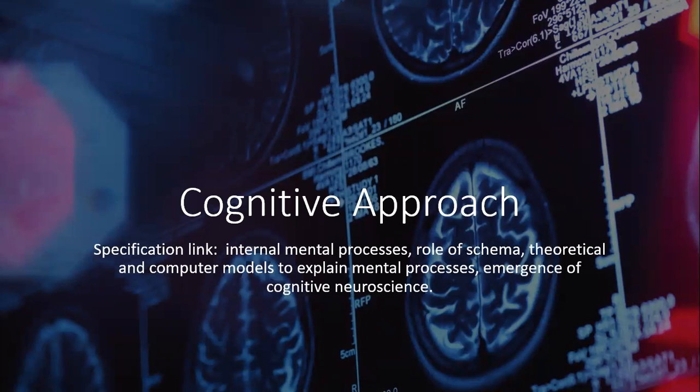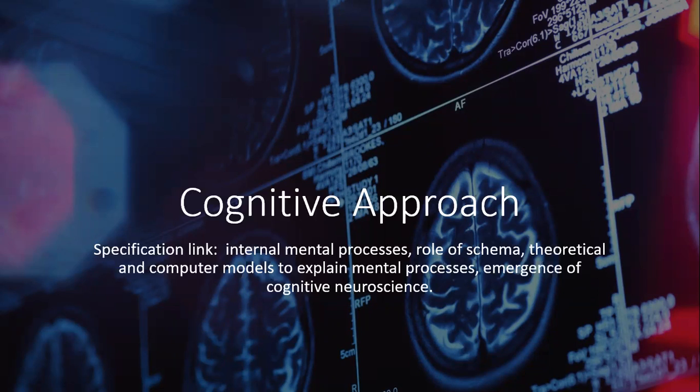Welcome to a session on the cognitive approach. Remember, this is from paper 2 in the approaches section. Let's have a quick look at the specification link. In this module, we're going to be looking at the internal mental processes, the role of the schema, theoretical and computer models to explain mental processes, and the emergence of cognitive neuroscience. And yes, don't forget, there's always going to be AO3 evaluation.